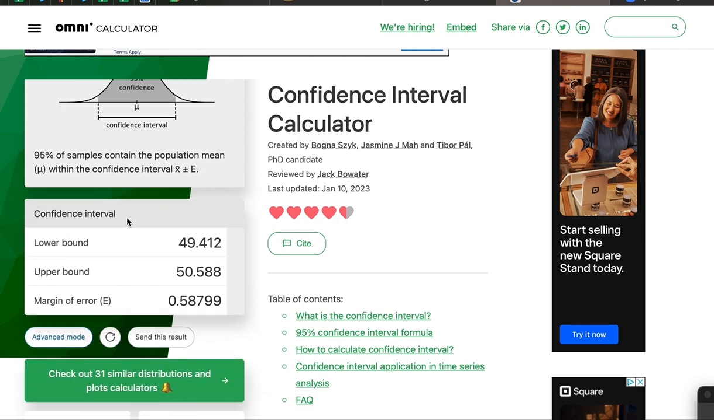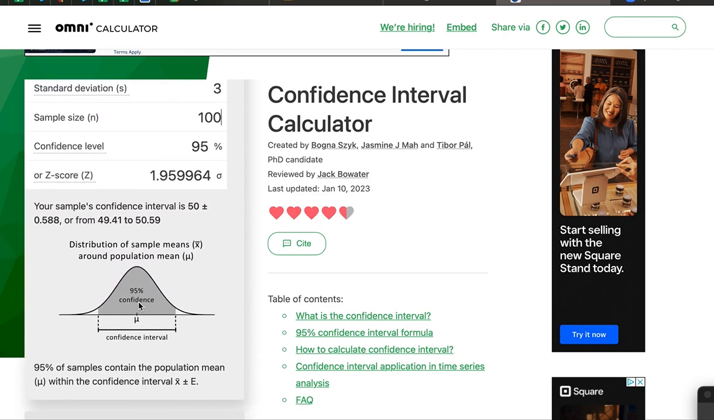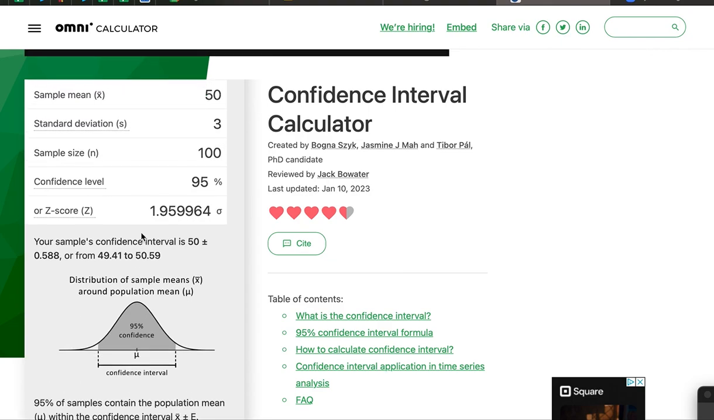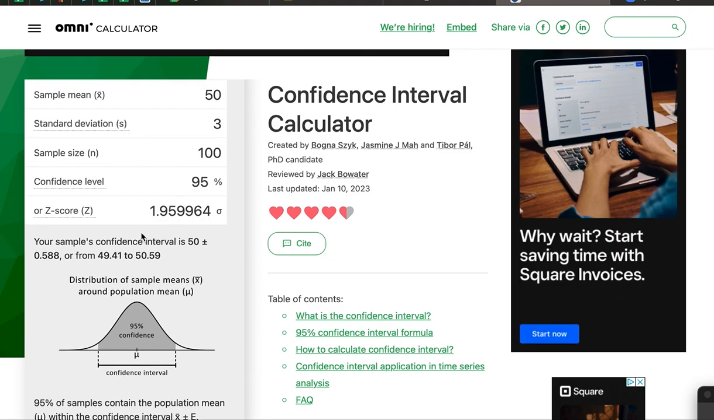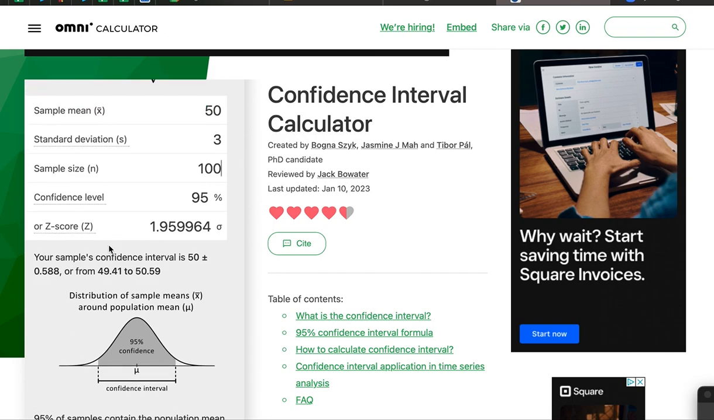It gives you some other data points down here at the bottom that you won't need for the homework for this week, but with a 95% interval or 95% confidence, if your sample mean is 50 and the standard deviation is 3, likelihood 95% of your data is going to be between 49.41 and 50.59.